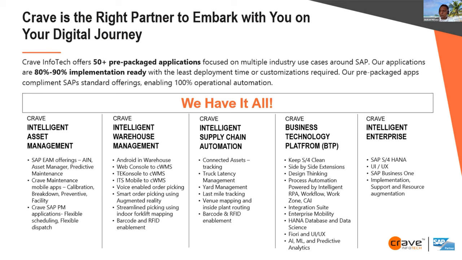Intelligent warehouse management, that's the automation of your warehouse processes. So Android in warehouse, web console, tech console, ITS mobile, voice enabled order picking, smart order picking, and all of that, complete end-to-end automation and making your warehouse intelligent. Supply chain, so connected assets, truck latency, yard management, last mile tracking, barcode and RFID enablement.